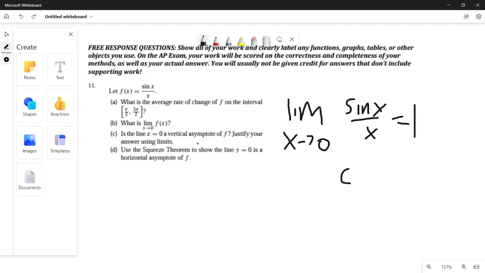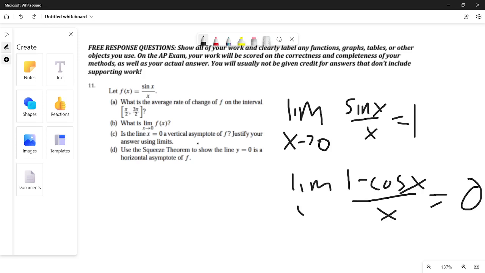It's like 1 minus cosine over x is 0 or something. I don't remember. This is off the top of my head. This could definitely be wrong. This is probably wrong. Jacob, do you remember it? I don't. Okay. Sorry. No, because sine is not the same thing as 1 minus cos x.